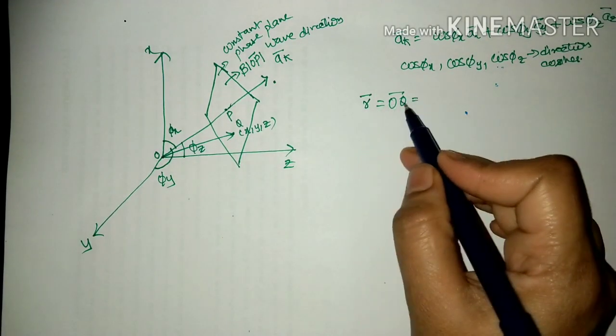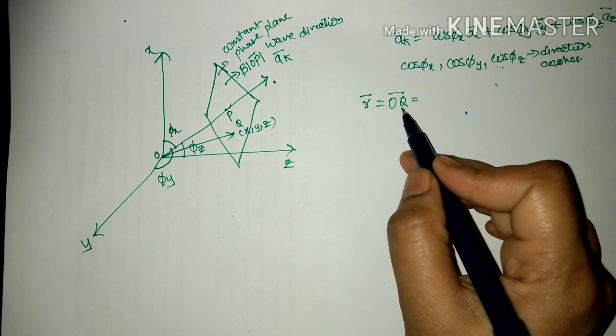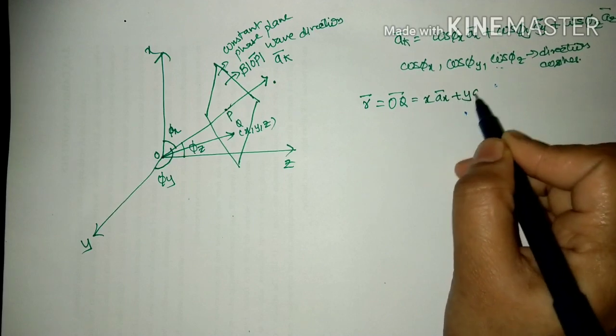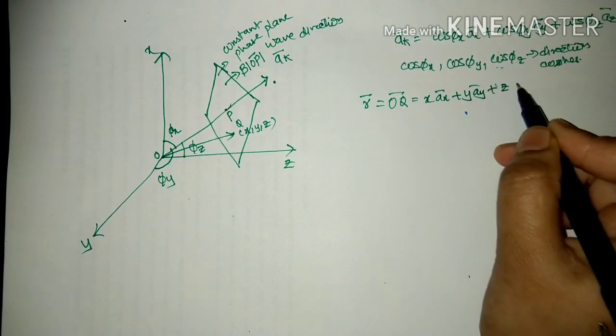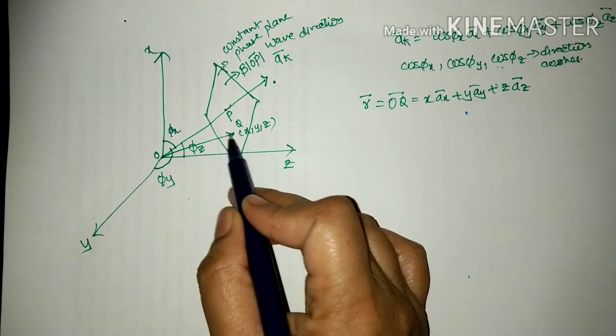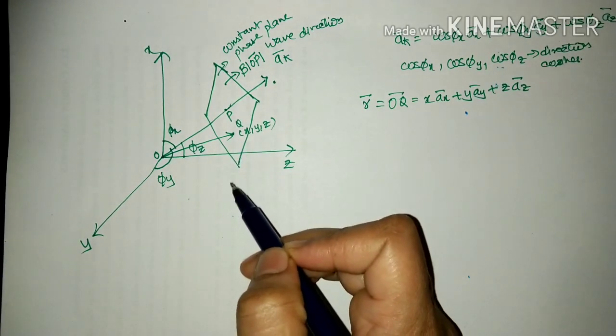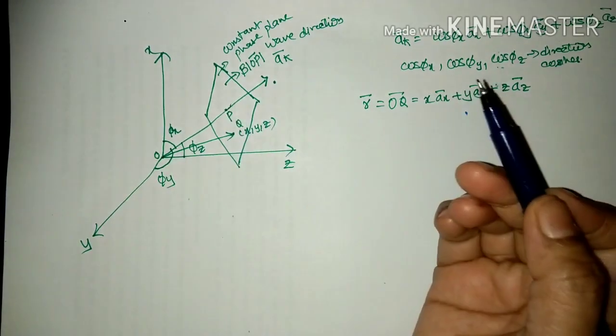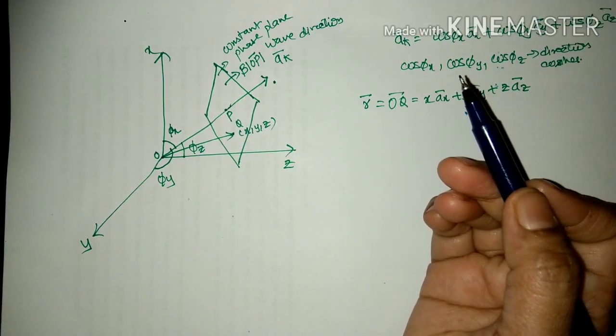The radial vector R bar, or the positional vector of the point Q, OQ bar, is given by x into AX bar plus y into AY bar plus z into AZ bar. So we know the vector equation for this point. We want to know what is the length of this vector. Mod OP bar we want.